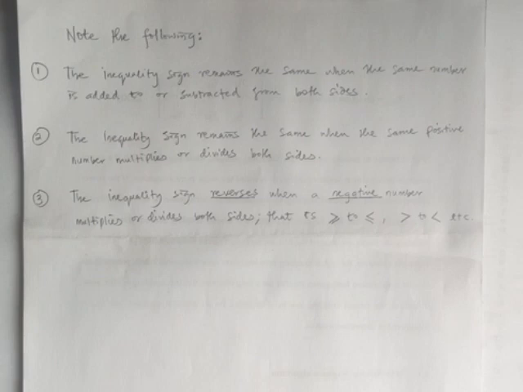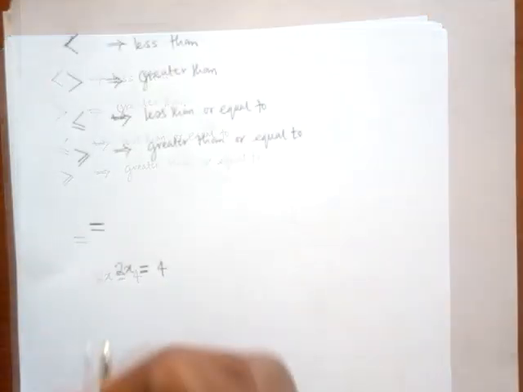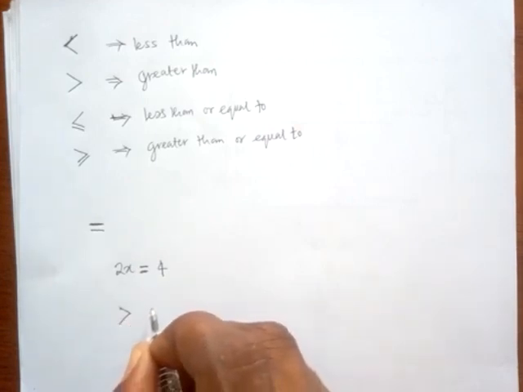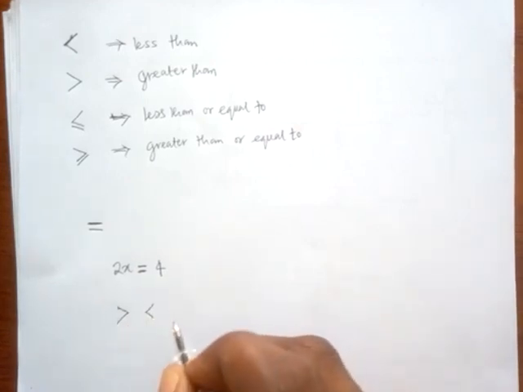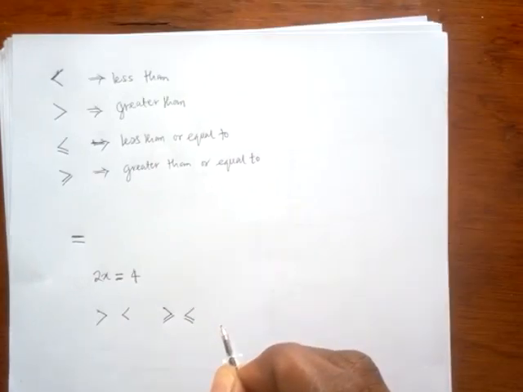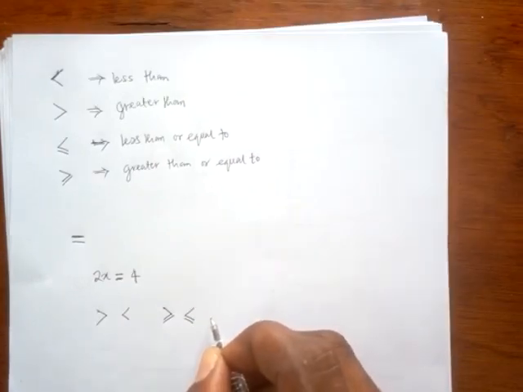Number 3, the inequality sign reverses when a negative number multiplies or divides both sides. That is to say, greater than would change to less than, greater than or equal to would reverse to less than or equal to, and so on and so forth.